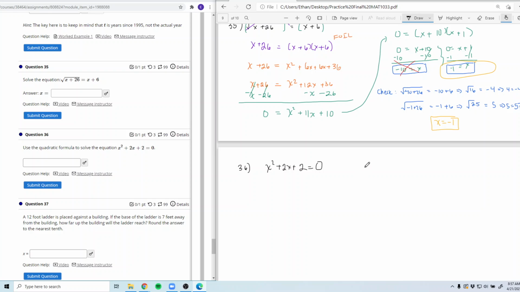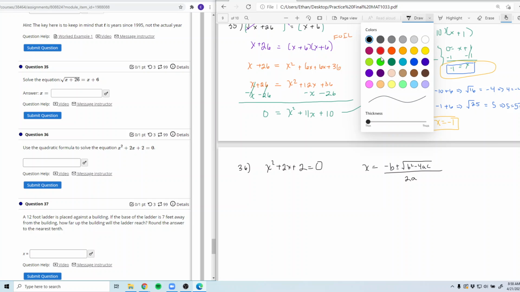So the quadratic formula, remember, is x equals negative b, plus or minus the square root of b squared minus 4ac, all over 2a. And a, b, and c are the coefficients.